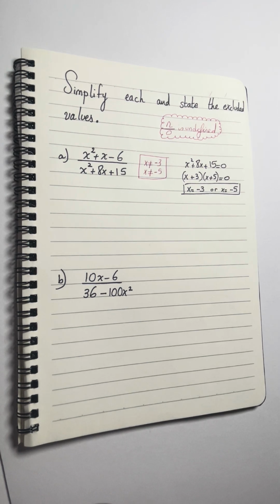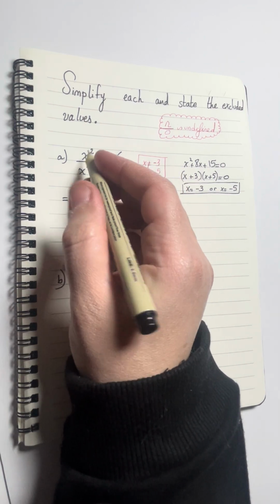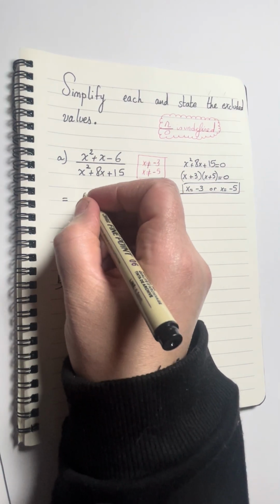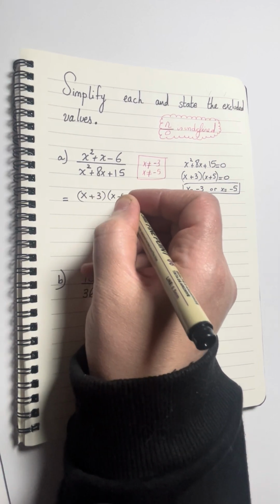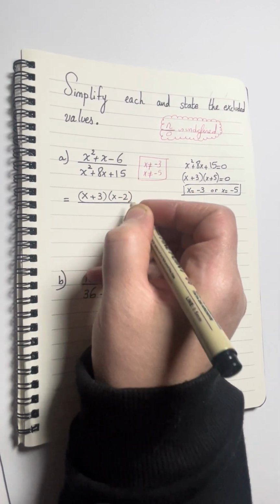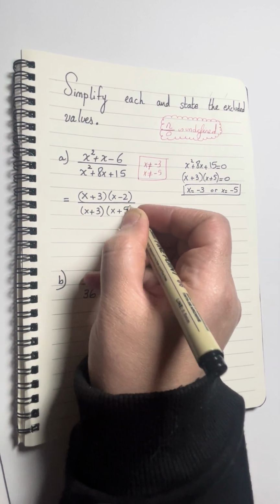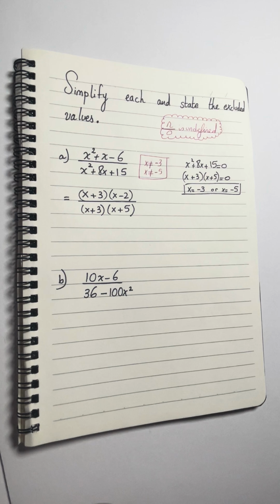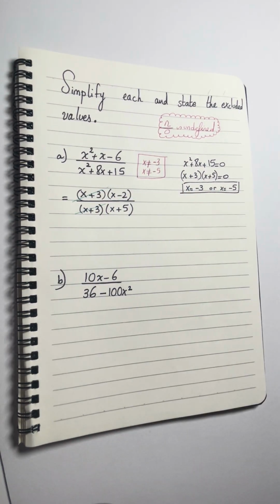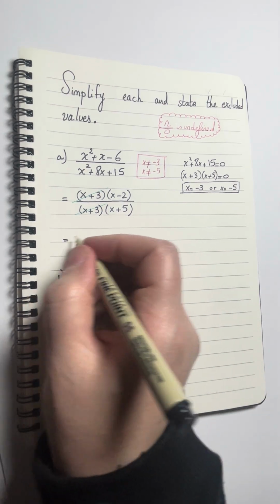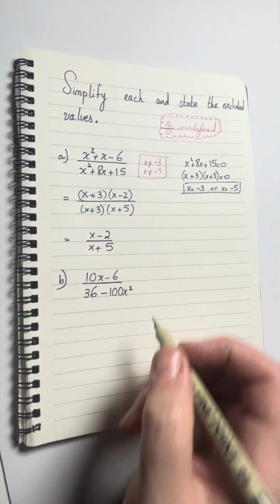Factoring the numerator and the denominator, we will get x squared plus x minus 6 is equal to (x plus 3)(x minus 2) divided by (x plus 3)(x plus 5). We have x plus 3 common up and down. Now we can simplify, and the final result is (x minus 2) over (x plus 5).